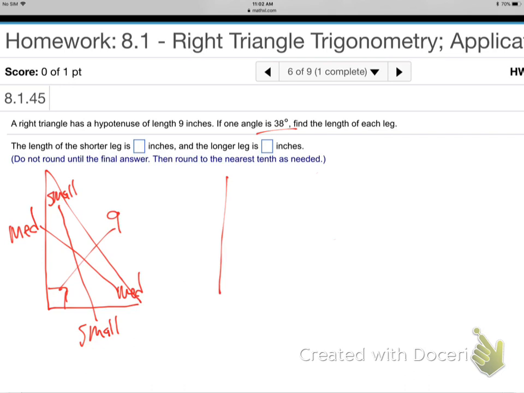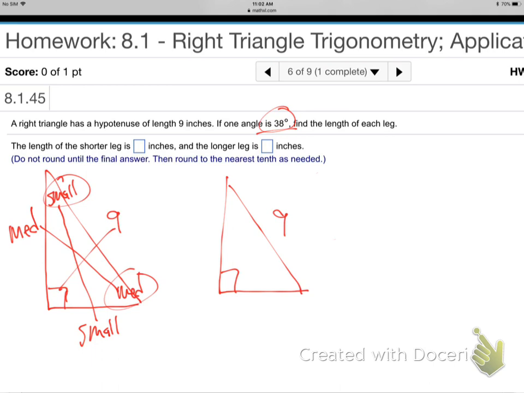Okay. So let me go back and draw the triangle again. Okay, so back to it. This is 9. Now, what are they saying? 38 is one of the angles. Well, how do you know if 38 is the small angle or the medium angle? We already explained this yesterday. Did I? Yeah. So how do we find the other? It's all about finding the other one, huh?